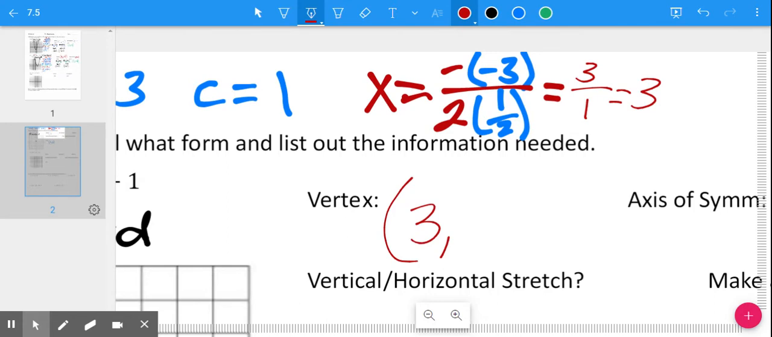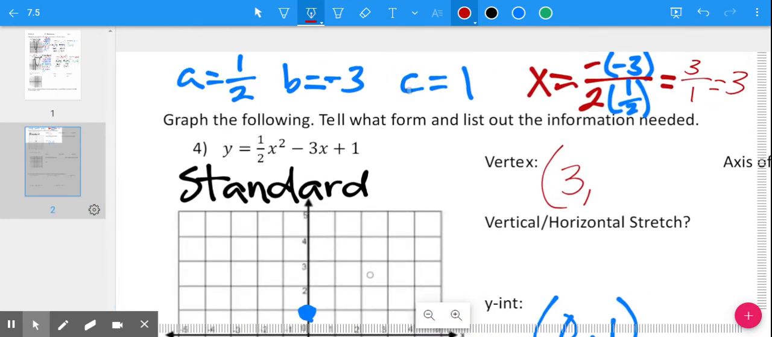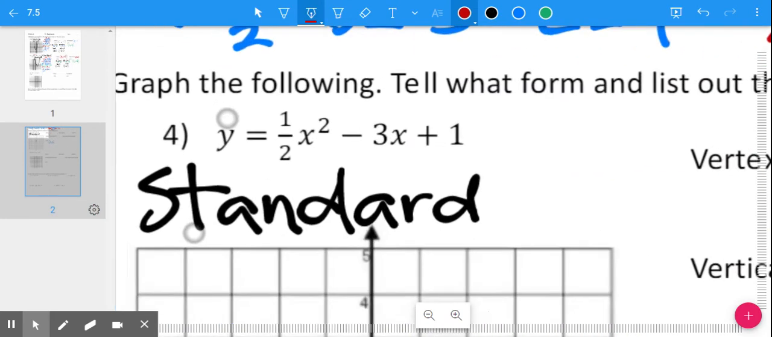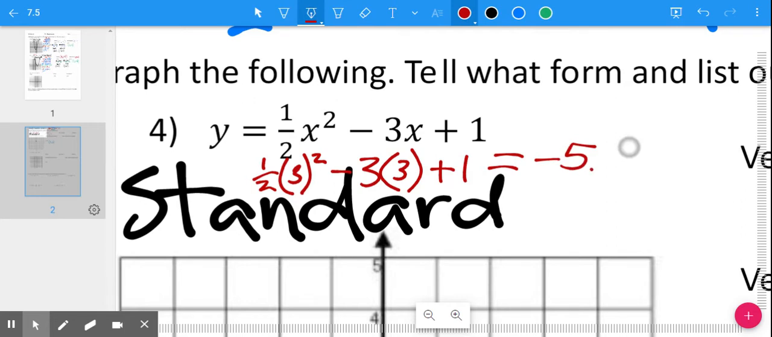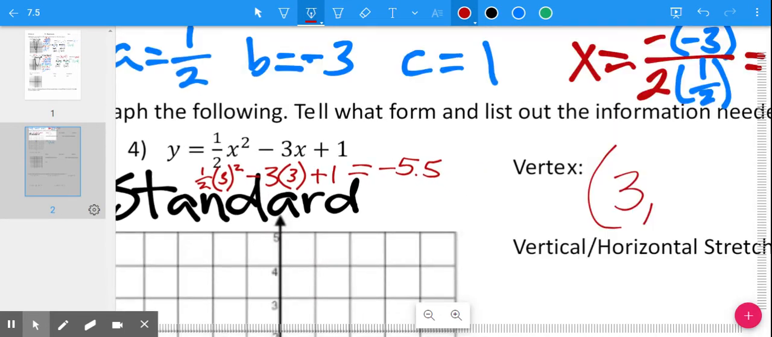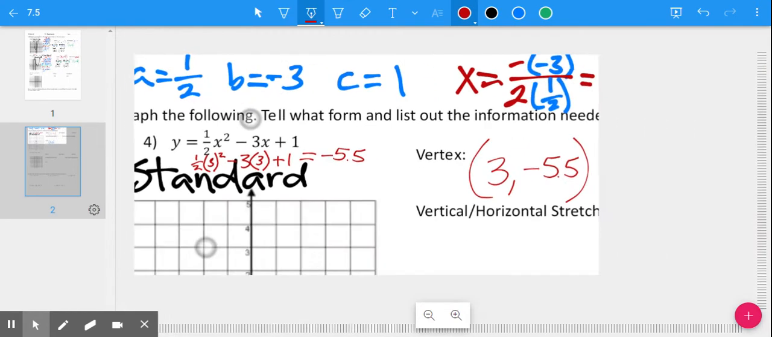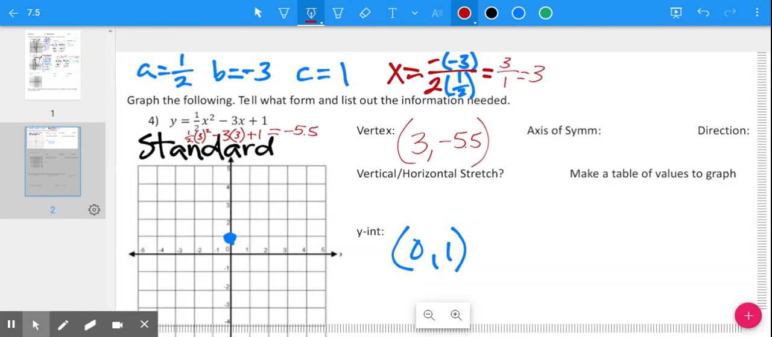So when you plug it back into that equation, we end up with 1/2 times 3 squared minus 3 times 3 plus 1, which gives us negative 5.5. Which makes our axis of symmetry at x equals 3.